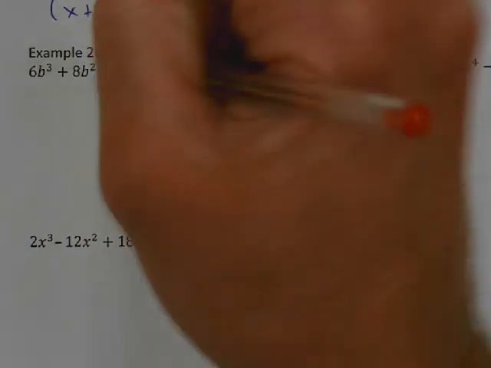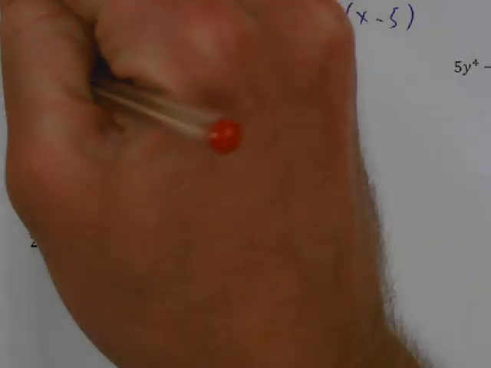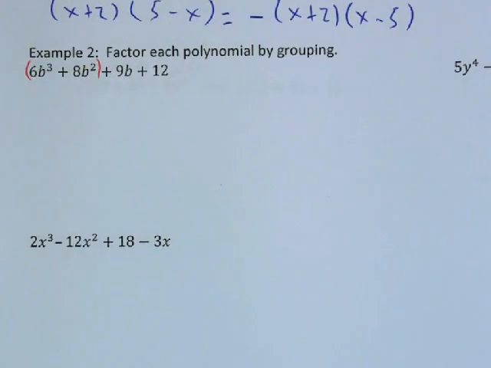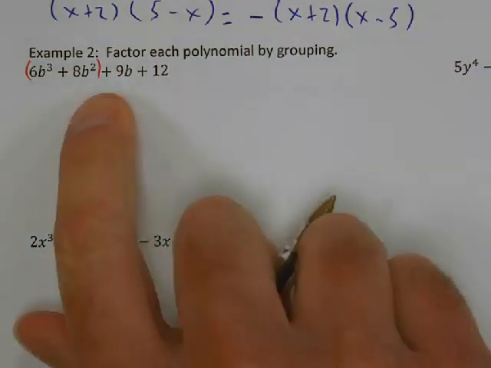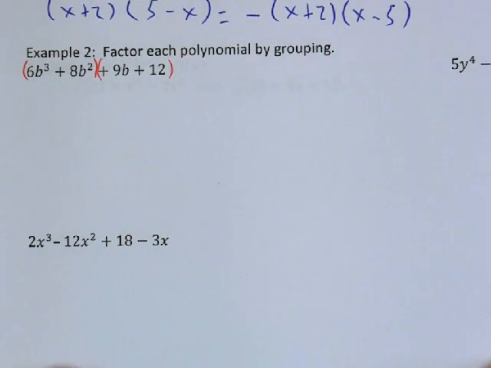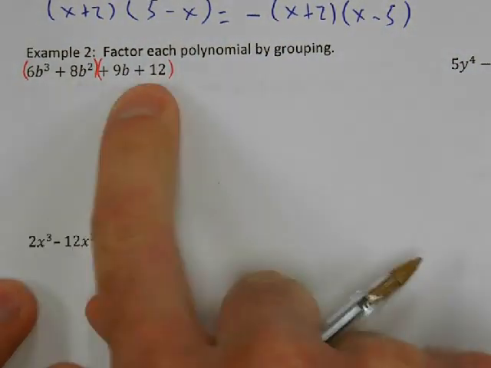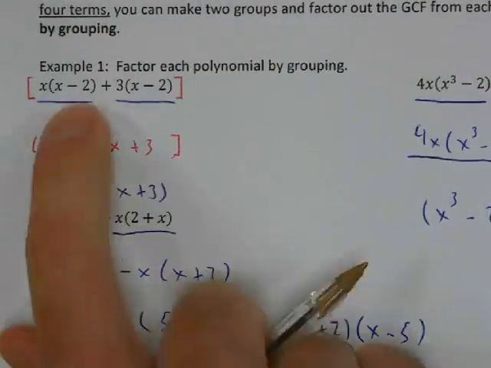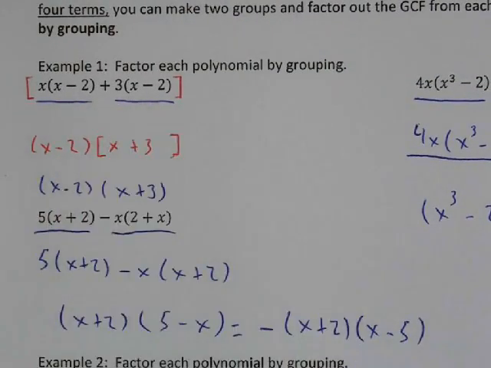Okay, so the first time I want to do it is looking at these first 2 terms. What do those first 2 terms have in common? And then next, what do my second 2 terms have in common? And then once we take out a GCF out of here and a GCF out of here, we're going to end up with something that looks like one of these problems up here. And then we do it a third time, and then we're done.